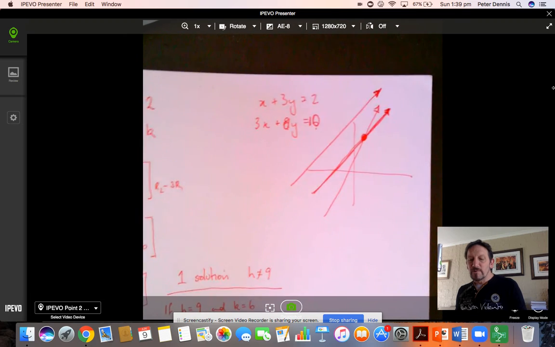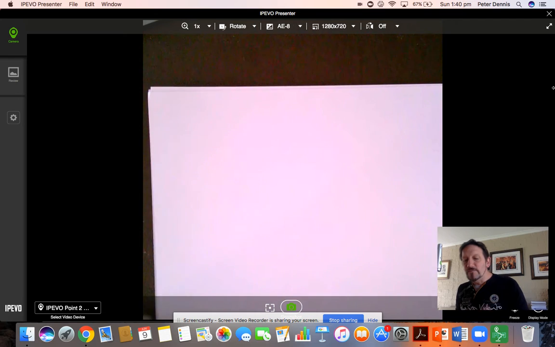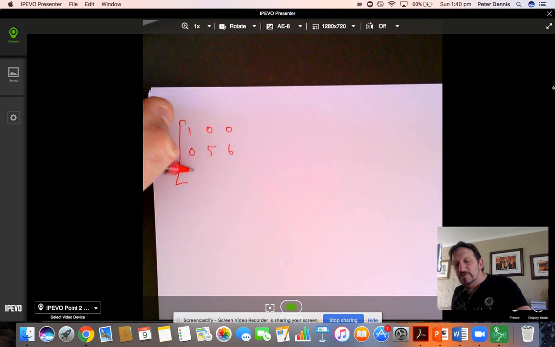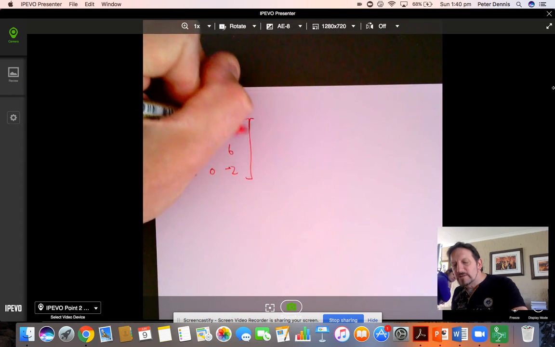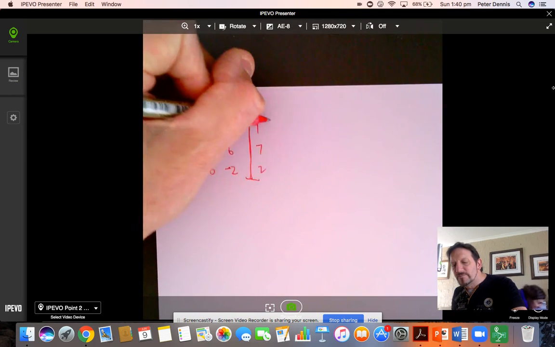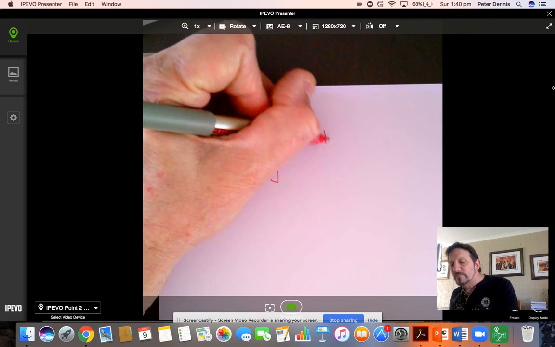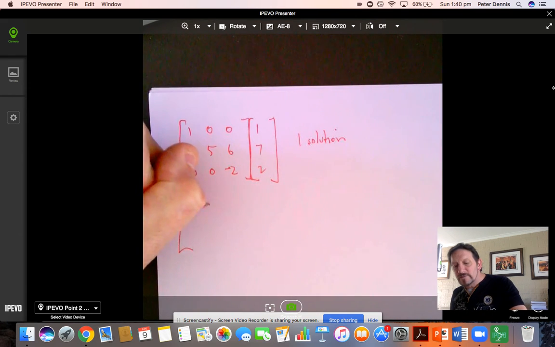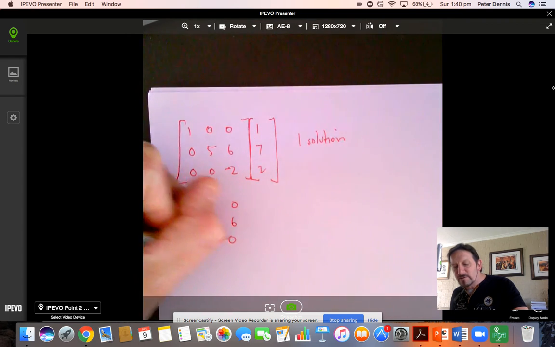So in summary, if you get a matrix that looks like this, 1, 0, 0, even if it's 5, 6, 0, 0, minus 2, and some numbers here, 1, 7, 2, like that, that is going to be one solution. That's one solution. If you have something like this, you get 1, 0, 0, 0, 5, 6, 0, 0, 0.